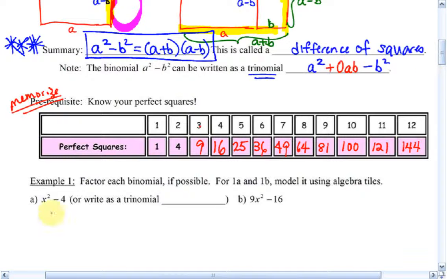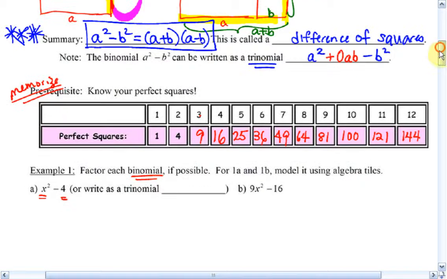Notice I'm going to say now factor each binomial. Why do I use the word binomial instead of trinomial? Bi means 2 terms, right? x squared and a 4. Two terms. I'd like you to factor this for me. And I'm going to show this to you two ways, using this idea of a difference of squares, and I'm also going to show you the algebra tiles so that you can see a visual picture of what's going on. Okay? What should I do first?